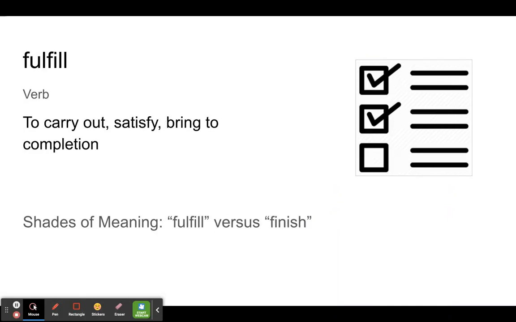Fulfill is a verb: to carry out, to satisfy, to bring to completion. So if you're fulfilling things, as you fulfill, you check off a box and you say, yep, fulfilled. Yes, fulfilled. Shades of meaning here.